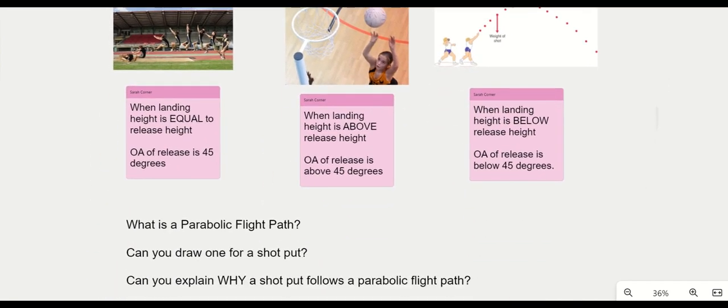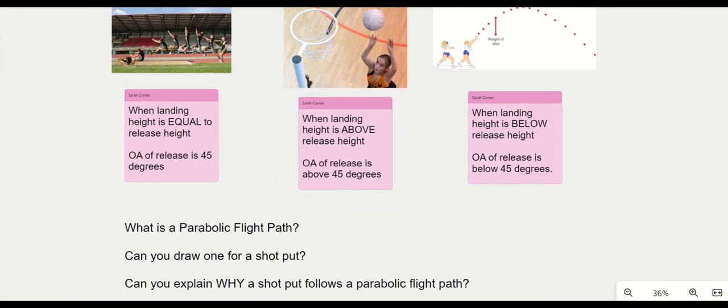Okay, and then the last little bit is about parabolic and non-parabolic flight paths. So let's start off with a parabolic flight path first of all. A few questions, and again, on your mind maps or your whiteboards, write these down. What is a parabolic flight path? Can you draw one for a shot put? And can you explain why a shot put follows a parabolic flight path? What is it about the shot that makes it follow that parabolic flight path? Again, if you just want to pause it while you make your notes, and then you can come back and check you've got your answers right.